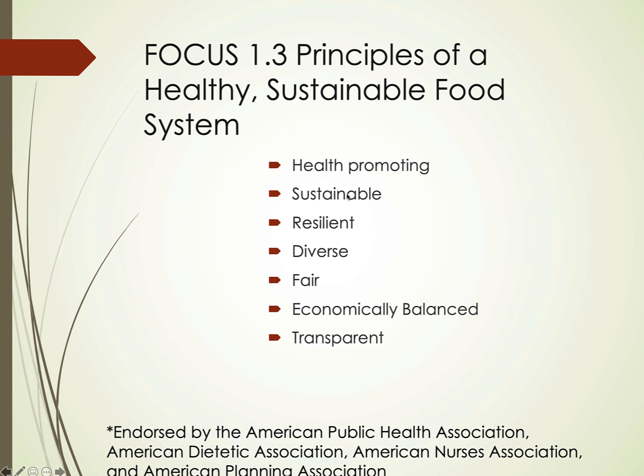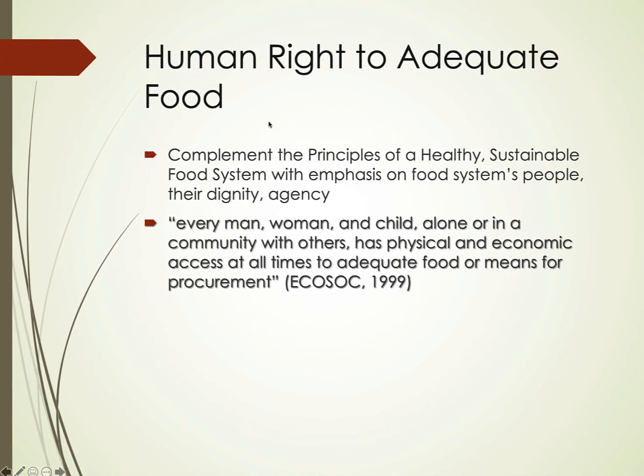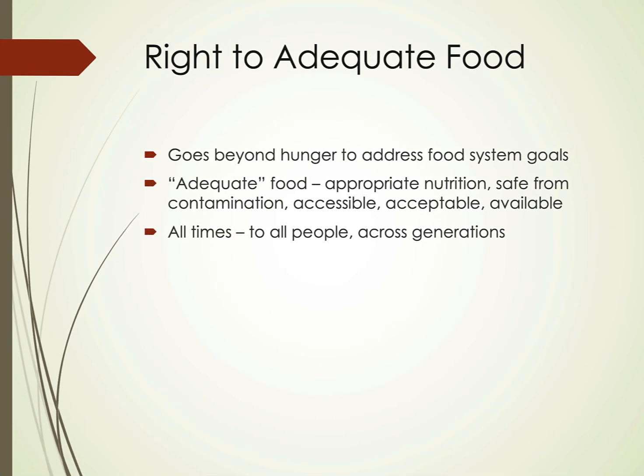Focus: health promoting, sustainable, resilient, diverse, fair, economically balanced, and transparent. And then some human right to adequate food complements the principles of a healthy, sustainable food system. Every man, woman, and child, alone or in community with others, has physical and economic access at all times to adequate food or means for procurement. Beyond just hunger, to address food system goals: adequate food, appropriate nutrition, safe from contamination, accessible.